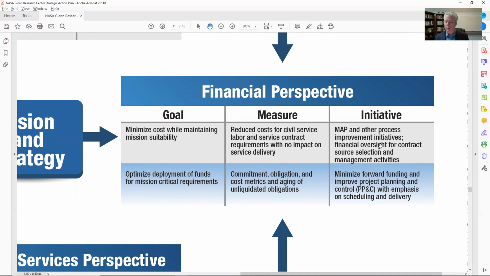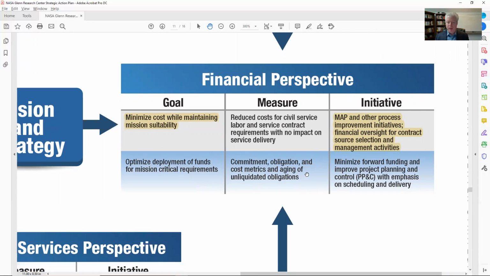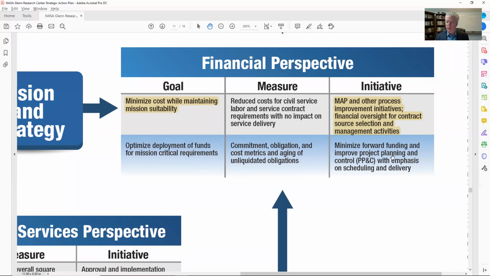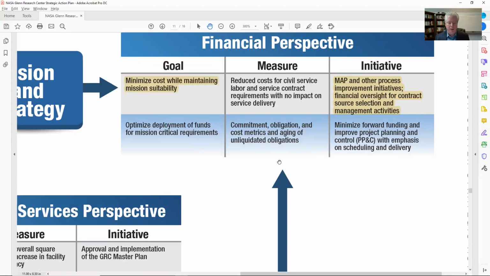MAP and other process improvement initiatives, financial oversight for contract source selection. So this one's worthwhile looking at for my process improvement customer, because they do a lot of process improvement. And process improvement to me is a big part of it, is just cost savings, efficiency. And then the second goal is optimize deployment of funds for mission critical requirements. Commitment, obligation, cost metrics, minimize forward funding, and improve project planning control. That's outside of my customer's world. That gets larger into the program management.